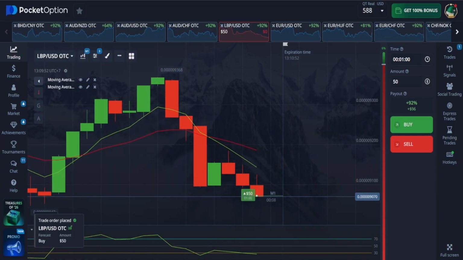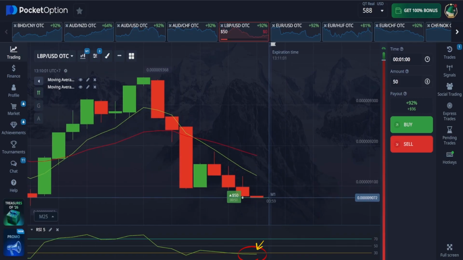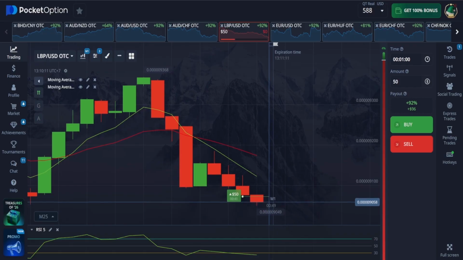I'm taking a buy here because the RSI is already oversold below the 30 level, and price has moved down significantly from the candle's opening. In this situation, the market has pushed too far to the downside, so the probability of a rebound or reversal is relatively high. Now let's wait and see how the market reacts.